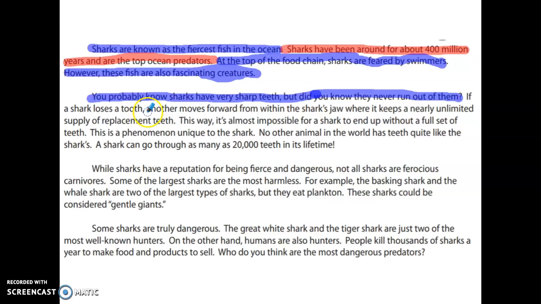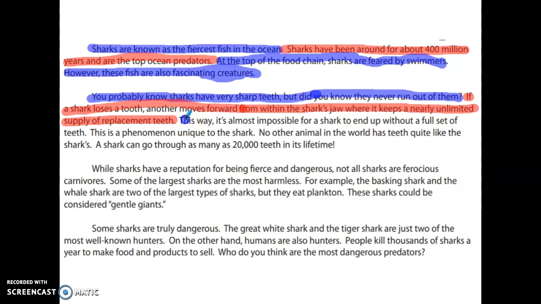If a shark loses a tooth, another moves forward from within the shark's jaw where it keeps a nearly unlimited supply of replacement teeth. That is a very important fact. So now, not only have I told you that they never run out of teeth, I've told you how that works exactly, how their teeth move forward into their jaw and how they have an unlimited supply. This way, it's almost impossible for a shark to end up without a full set of teeth.